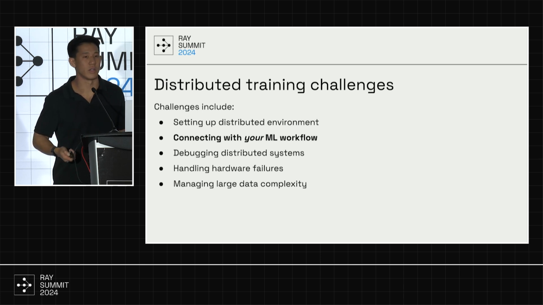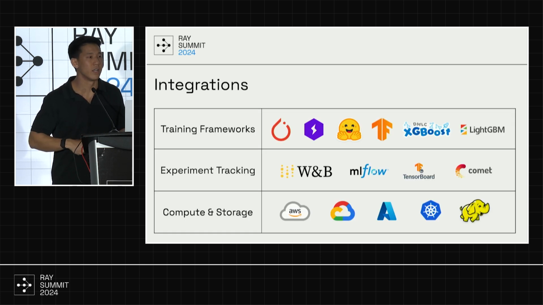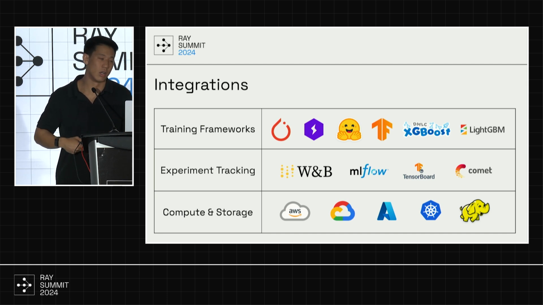To answer that question, I'll quickly show a slide that shows a few examples of some of the integrations that we've built with RayTrain. The reason why we've built all these integrations is because we know that the ML ecosystem is very fragmented. You might have a different training framework, your own choice of experiment tracking tool, or a specific compute system or storage layer that you need to support. But fortunately, RayTrain was built with all of these in mind to make sure that RayTrain is composable with your ML workflow.